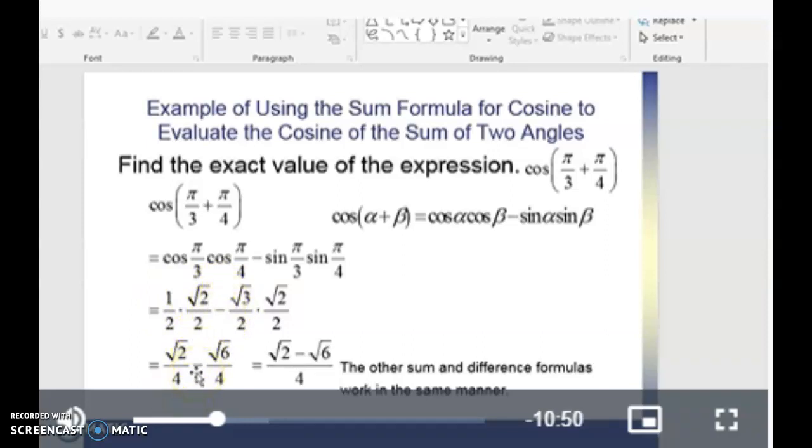Bringing down the subtraction sign. Sine of pi by 3 is the square root of 3 over 2. Multiplying that by the sine of pi by 4, which is the square root of 2 over 2. So multiplying straight across, we get the square root of 6. And 2 times 2, of course, is 4. Since we have a common denominator, we only need to write it once with the long fraction bar, producing the final answer of the square root of 2 minus the square root of 3 all over 4.